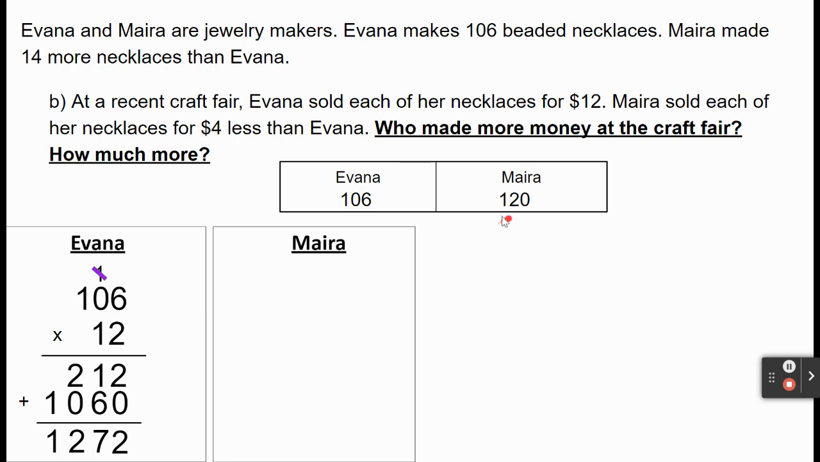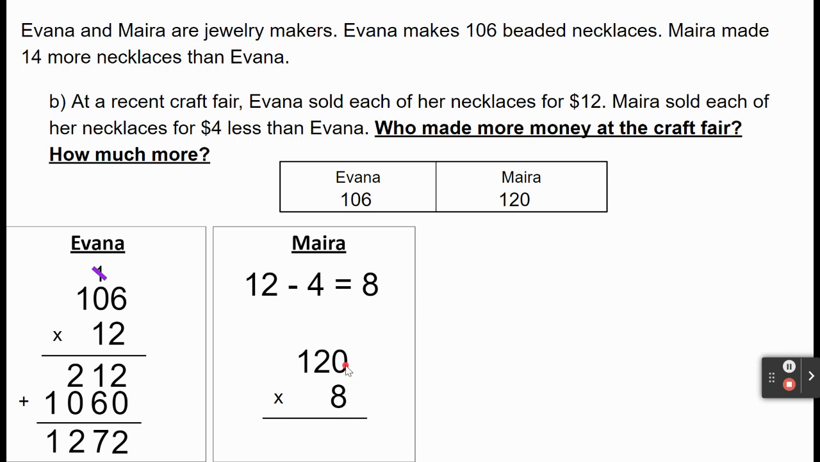She's selling 120 necklaces, and hers are selling for $4 less. So we first need to find out how much money Myra is selling her necklaces for. We know that she's selling them for $4 less than Ivana, and Ivana is selling hers for $12. So let's subtract 12 minus 4 to get 8. So Myra is selling each necklace for $8. So we can multiply 120 times 8 to figure out how much money Myra is going to be making.